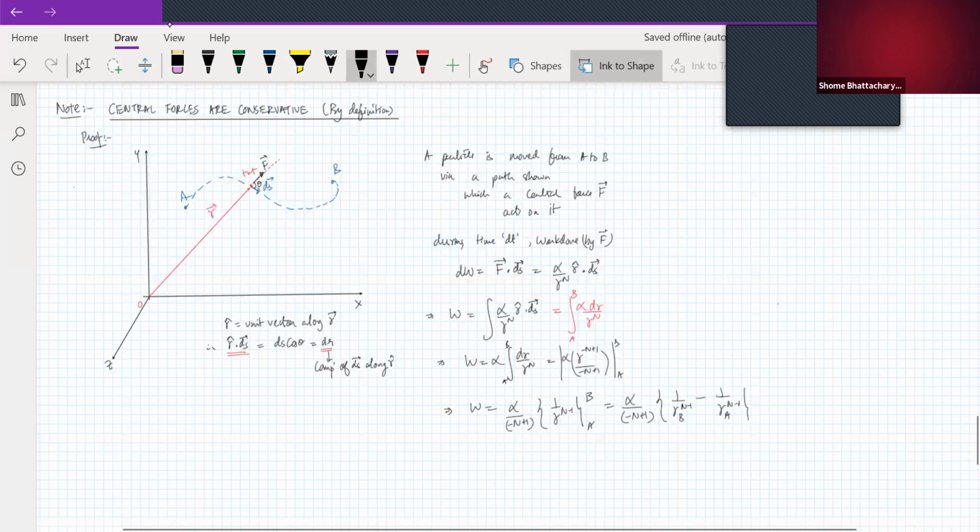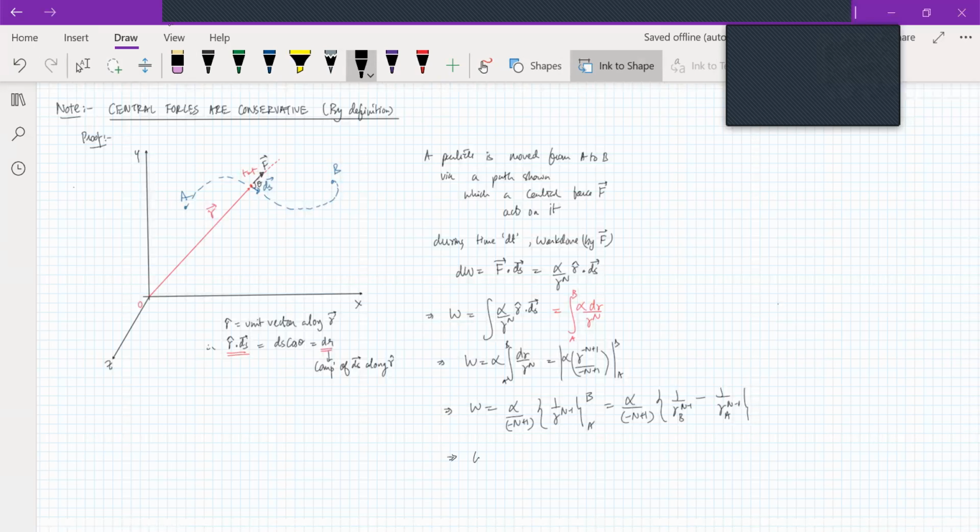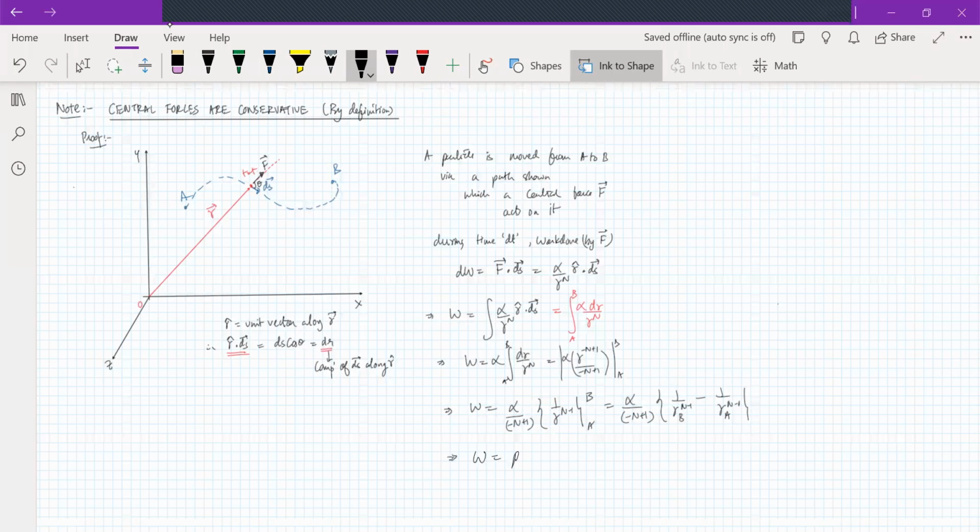Okay, so next up we'll see from this that this implies that the work done is path independent. Okay, and work done will be 0 for any round trip or closed loop kind of path. So this is what confirms the fact that central force in the above expression F are conservative.